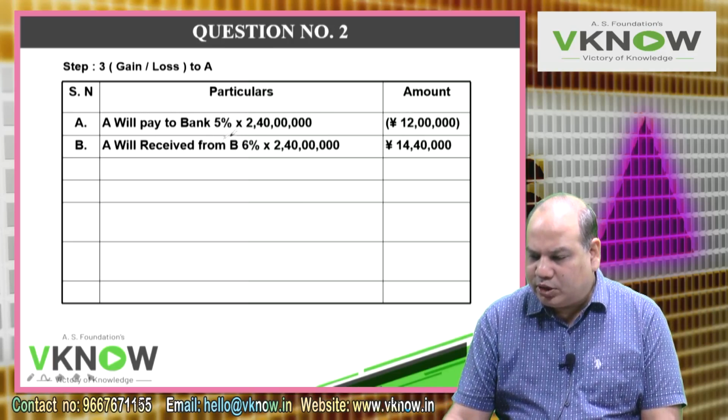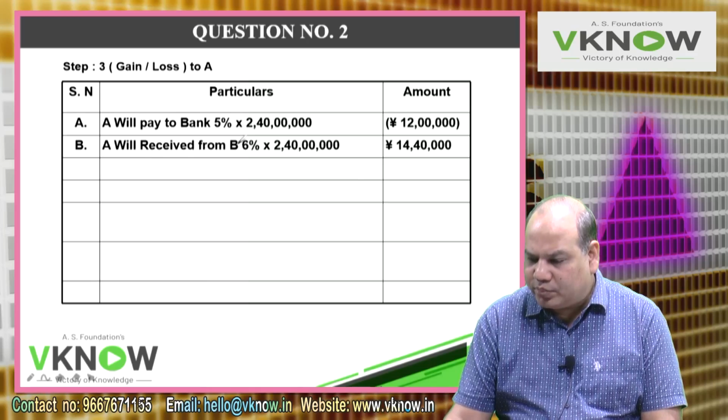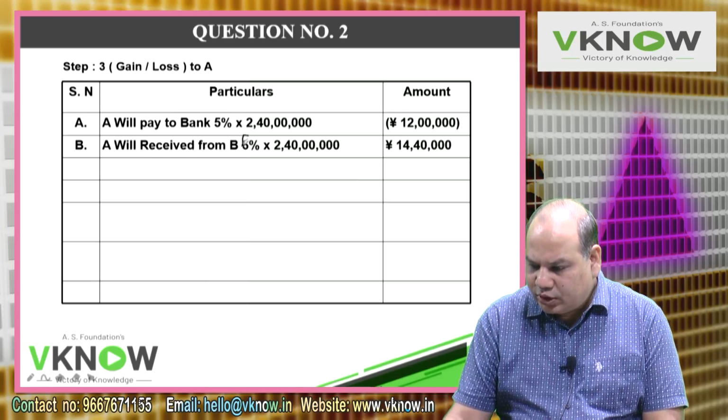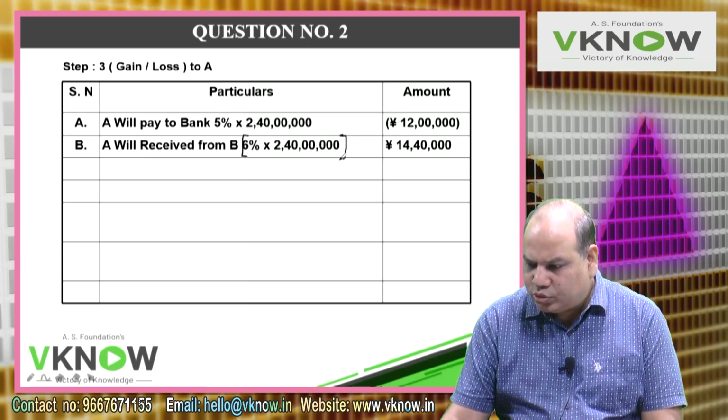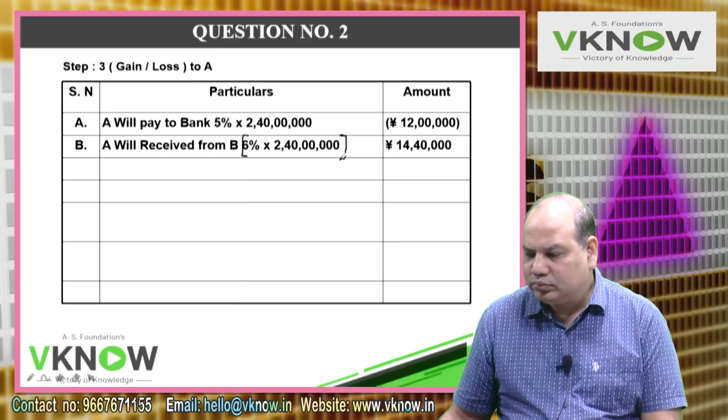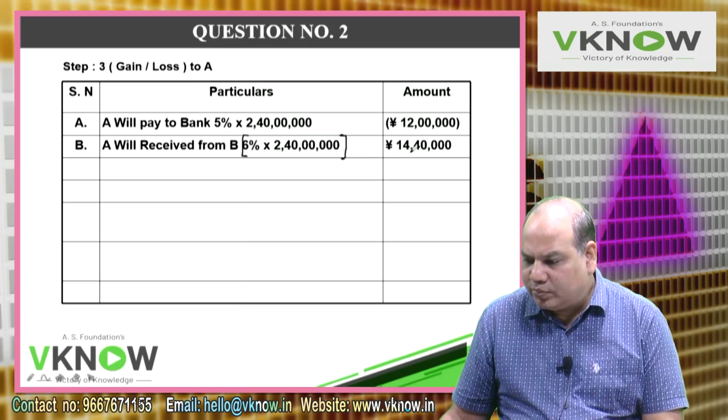And then point number B, write down A will receive from B 6% of 2 crore 40 lakh, and that comes to 14 lakh 40,000.